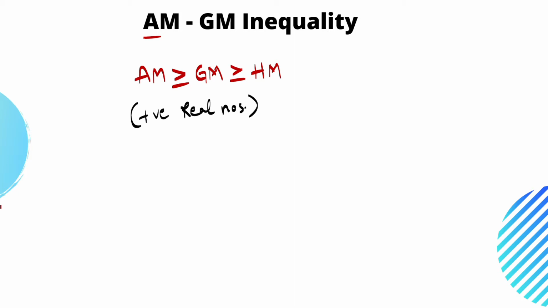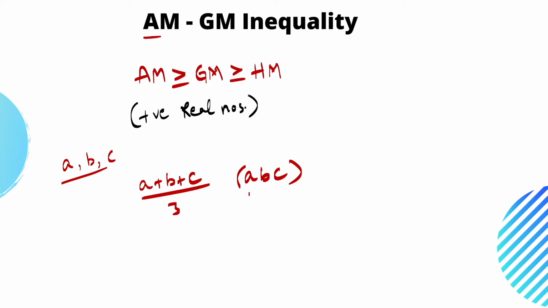Well, how can we calculate the arithmetic mean? Let us say we have three numbers A, B and C. How can we calculate the arithmetic mean for A, B and C? Just (A plus B plus C) by 3, right? It's an average. So how can we calculate the geometric mean? (A into B into C) whole power 1 by 3. As there are 3 numbers, it is 1 by 3.